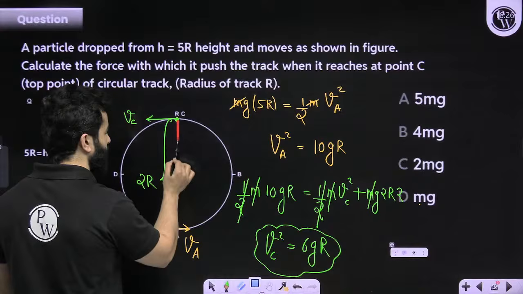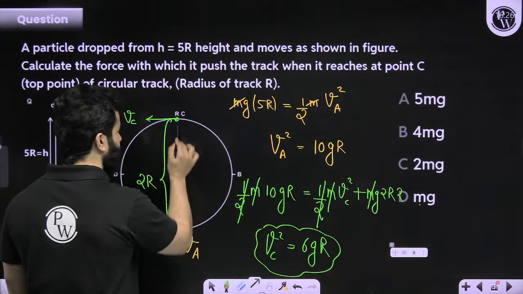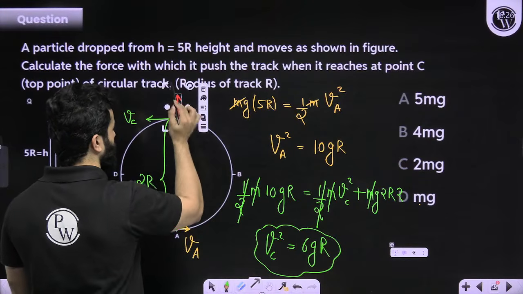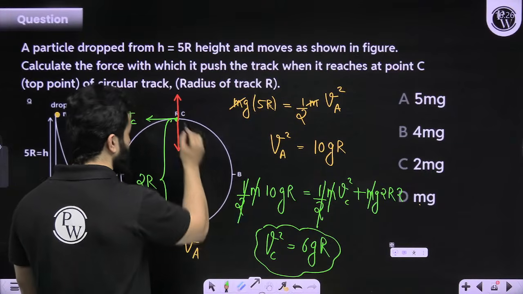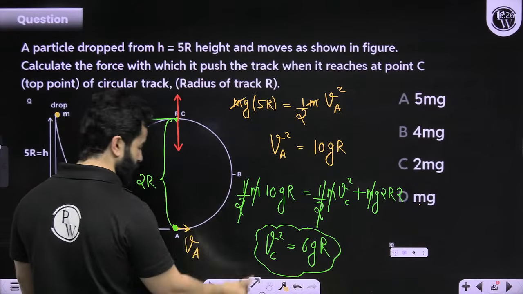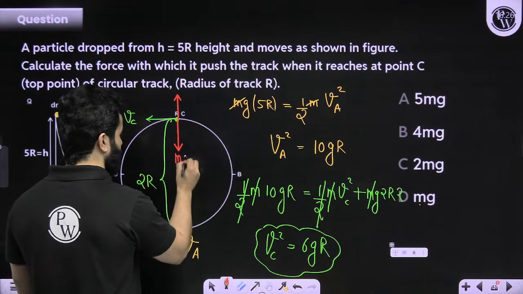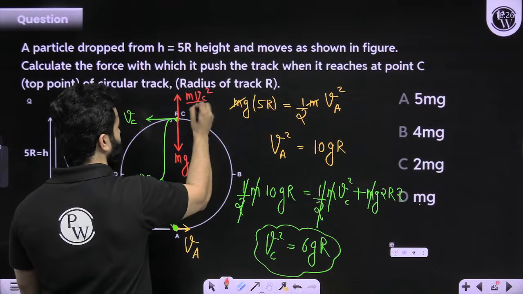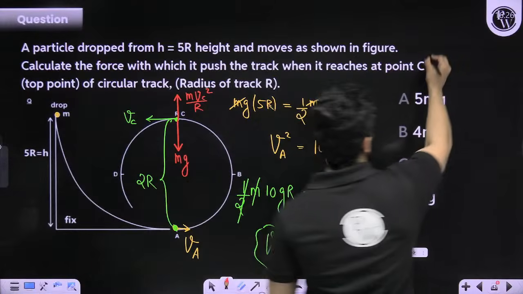You have got mg acting downward. You have got mv square by r acting in upward direction, right? And you have got normal reaction in upward direction. I mean, the force with which it is pushing the track. So this is mg. This is mvc square by r, right? Clear?